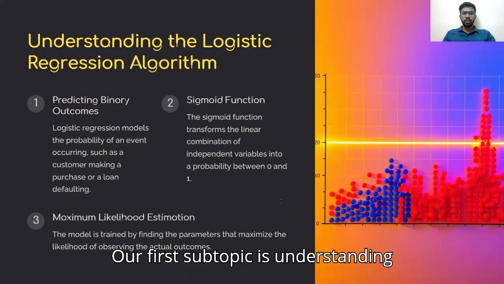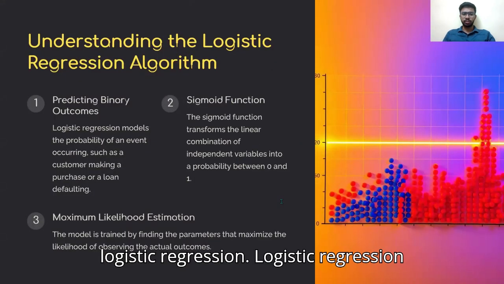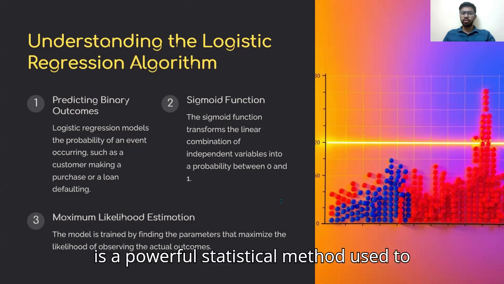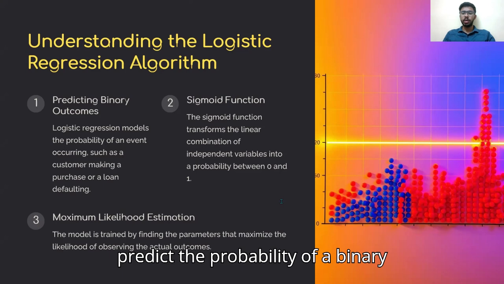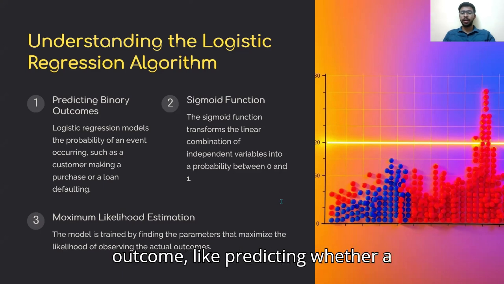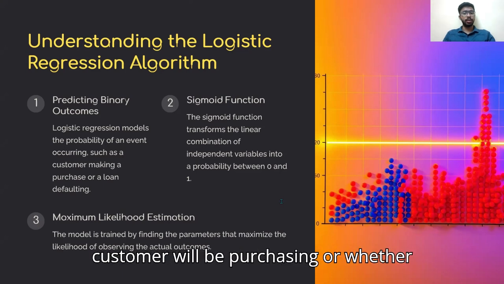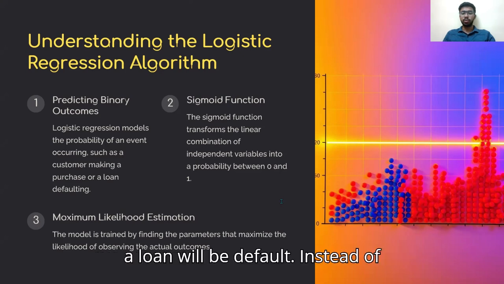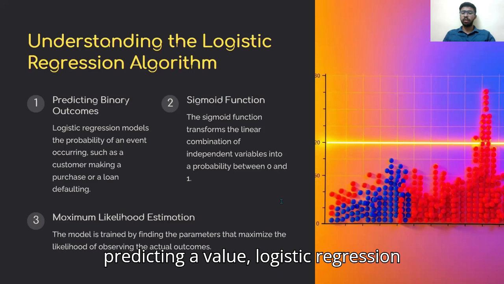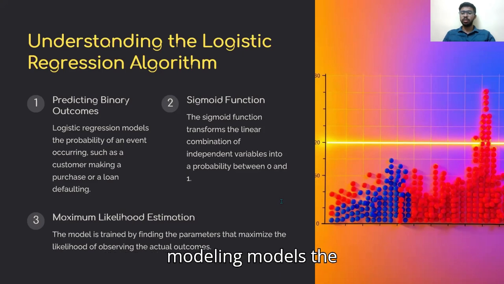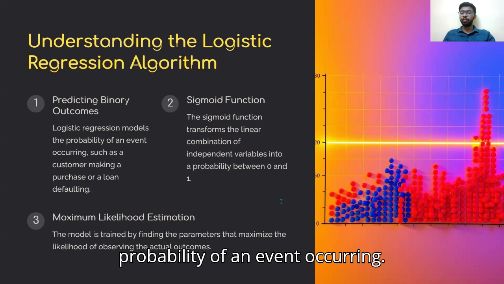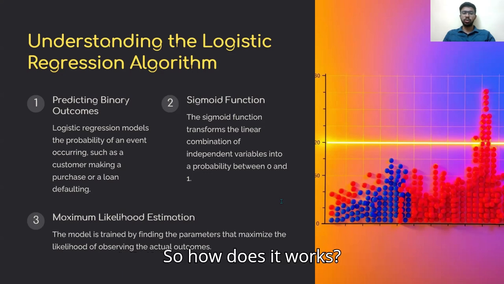Our first subtopic is understanding logistic regression. Logistic regression is a powerful statistical method used to predict the probability of a binary outcome, like predicting whether a customer will purchase or whether a loan will default. Instead of predicting a value, logistic regression models the probability of an event occurring. So, how does it work?